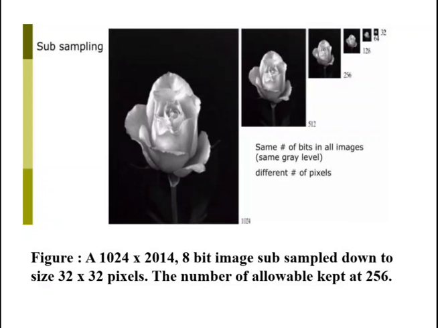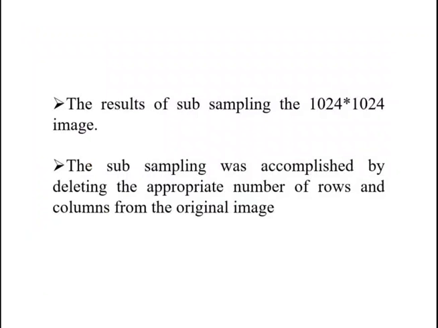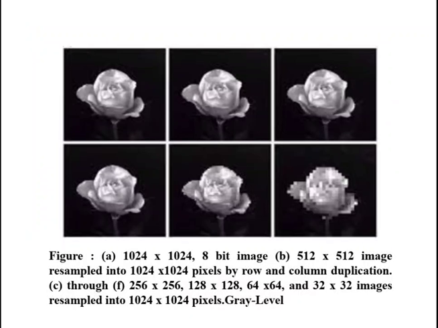To see the effect resulting from the reduction in the number of samples, we bring all the subsampled images up to size 1024 by 1024 by row and column pixel replication. The resulting image is shown in the figure. Comparing the images, the subsampling was accomplished by deleting the appropriate number of rows and columns from the original images.